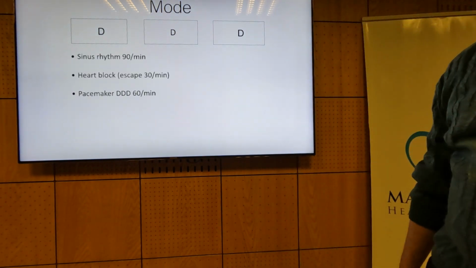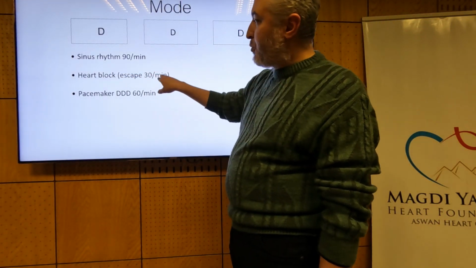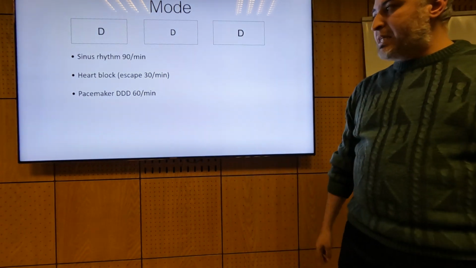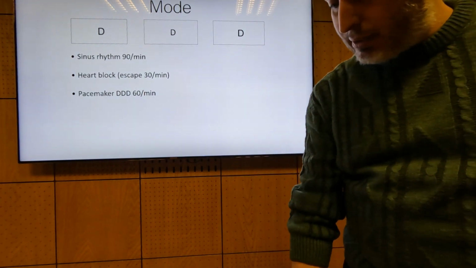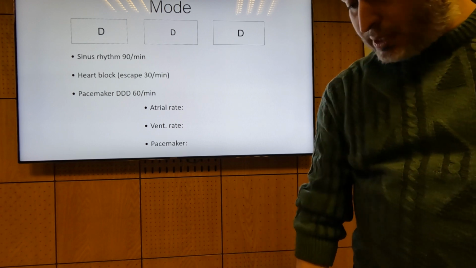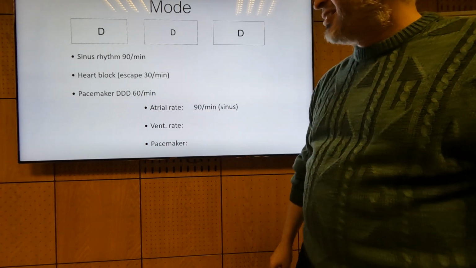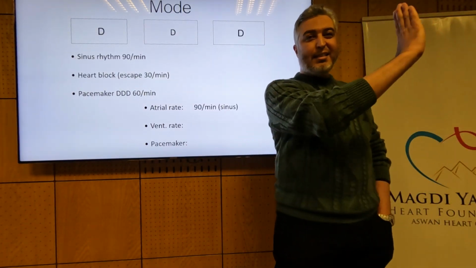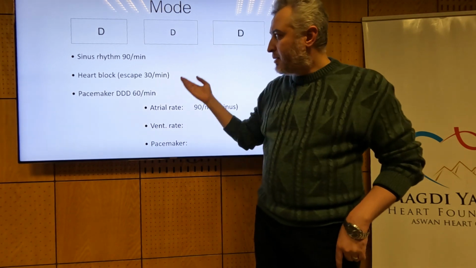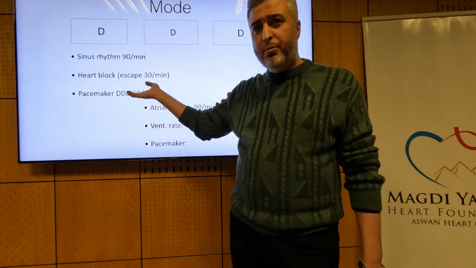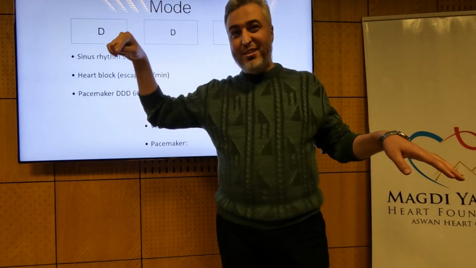Okay, let's assume a patient has a rate of 90 sinus, heart block with escape rhythm of 30, DDD, rate of 60. What's the atrial rate? 90, which is sinus. What is the ventricular rate? 60. Atrial sensing triggers ventricular pacing. 90, but you've put the pacemaker on 60. How would it pace 90? There is a heart block. Atrial sensing triggers ventricular pacing.